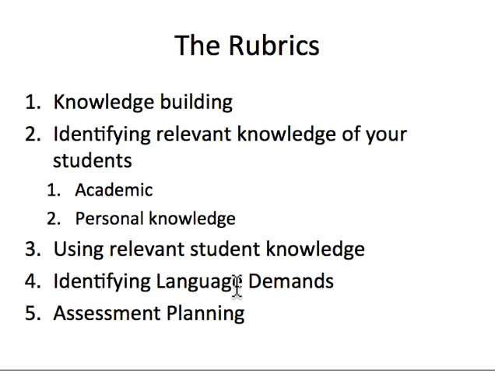Now, when we talk about the 5 rubrics, the first one is all about knowledge building. The second one is really all about identifying relevant knowledge of your students. And this again goes with their academic knowledge and their personal knowledge about the things that they care about and do in their personal life. The third one is, how would you use that information to make your lessons more effective?